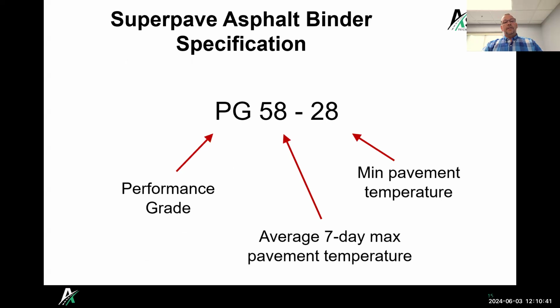Let's talk a little bit about the Superpave binder designation. A typical binder that we use is a PG 58-28. The PG obviously stands for performance grade. The 58, the first number, is your average 7-day maximum pavement temperature, and that's in degrees Celsius. So 58 is 136 degrees Fahrenheit. And the minus 28, a negative 28, is your minimum pavement temperature. So that's negative 28 degrees Celsius, which is minus 18 degrees Fahrenheit.